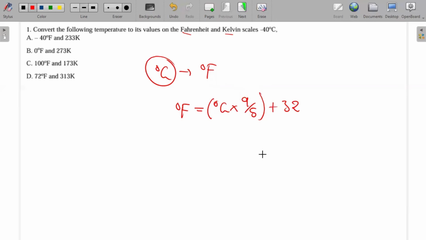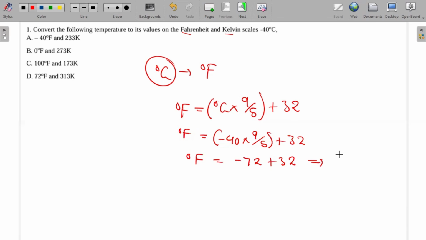So since they've given us negative 40, I'm going to plug negative 40 into this particular formula. So I'll say my temperature in degrees Fahrenheit will be equal to, I'll open my brackets, negative 40 multiplied by 9/5 plus 32. So your temperature in degrees Fahrenheit will be equal to negative 72 plus 32. And finally, your temperature in degrees Fahrenheit will be equal to negative 40 degrees Fahrenheit.